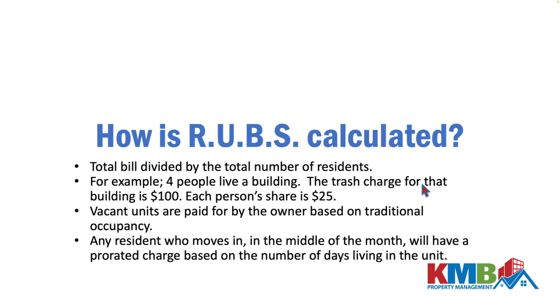How is RUBS calculated? It's the total bill divided by the total number of residents. Just like that example with you and your old roommate, you paid 50%, they paid 50%. That's essentially what's happening here. Let's get into an example.